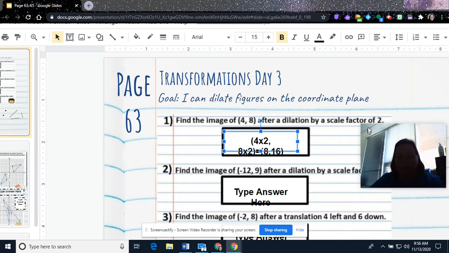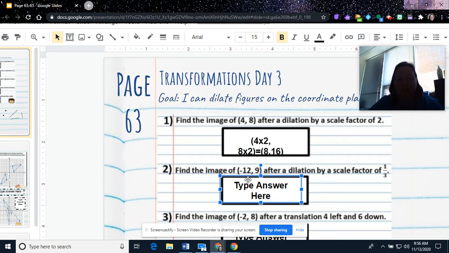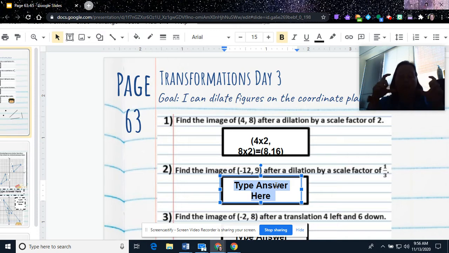So now I'm going to have to move my picture here so we can see. It says find the image of negative 12, 9 after a dilation of a scale factor of 1/3. So now when we're looking at this, it's less than 1, and so it's going to shrink it. So basically what the work would look like for this is you could either say negative 12 times 1/3 and then 9 times 1/3. Or when you're multiplying by 1/3, that's the same thing as dividing by 3. So you could also look at it like this: negative 12 divided by 3, and 9 divided by 3.